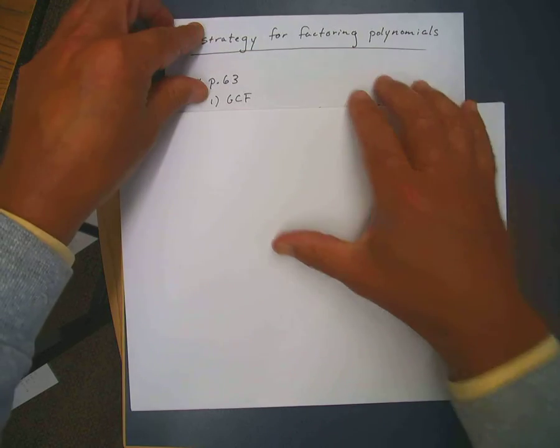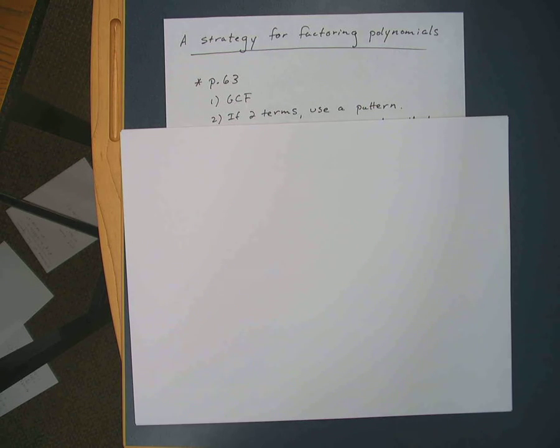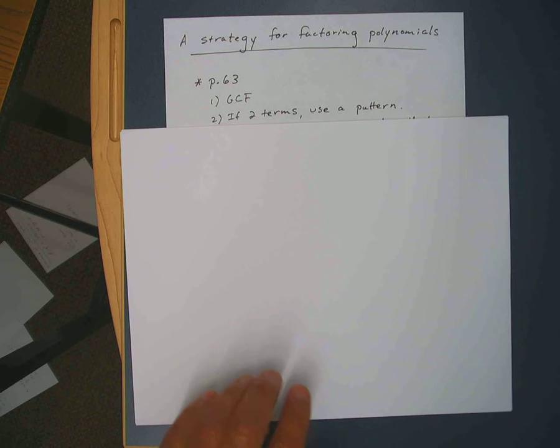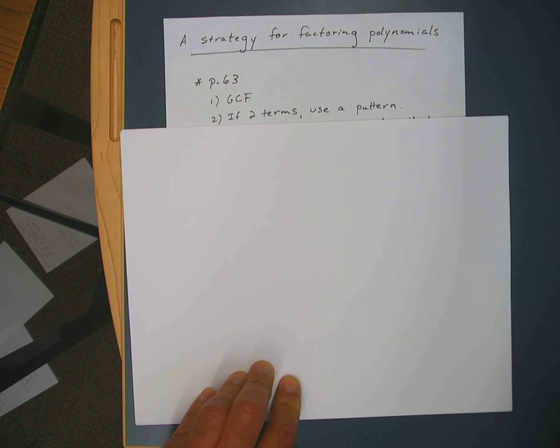Once you've done that, you might be done after one step, but you should always check what you're left with. Once you have factored out the greatest common factor, if there are two terms remaining, for example 5x minus 4, or x squared minus 4, that would fit a pattern. So if you have two terms, you should look for one of our patterns. We have the difference of two squares, the sum of two cubes, and the difference of two cubes. If it fits one of those patterns, factor it out.